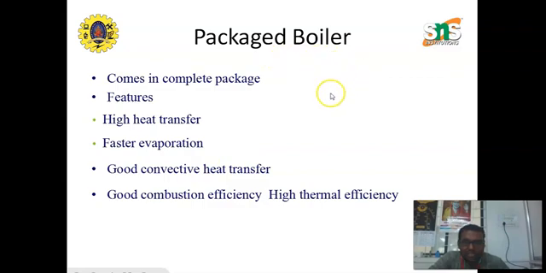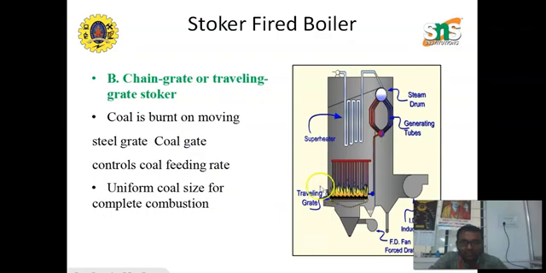Next one is the packaged boiler. It comes in a complete package. It has features of high heat transfer, faster evaporation, and also good convective heat transfer. Efficiency is good when compared to that of the other types of boilers, and it has a higher thermal efficiency.